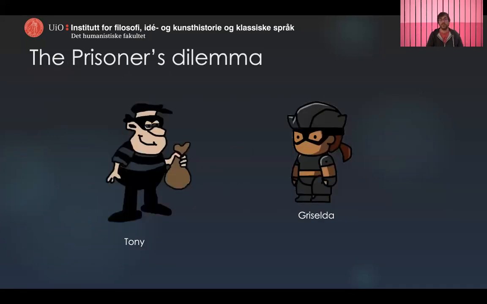Okay, so we're going to illustrate this with the most famous kind of game that's been studied in game theory, and that's the prisoner's dilemma. And this is for almost the rest of the lecture. Today we'll look at the prisoner's dilemma. Okay, so we're going to illustrate the prisoner's dilemma with two characters, Tony and Griselda.